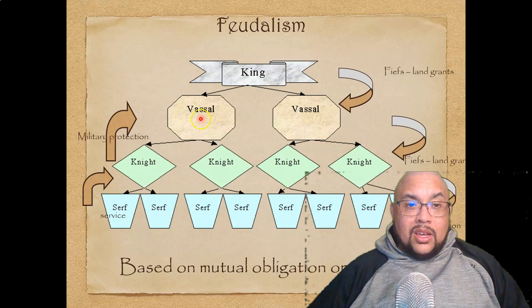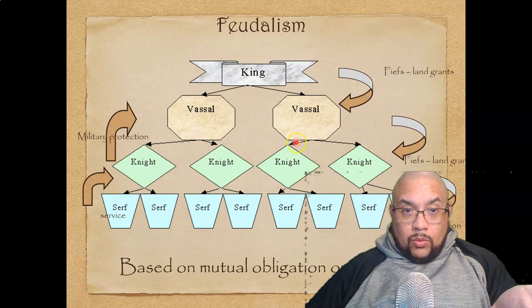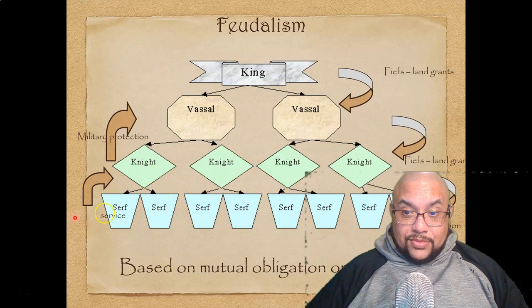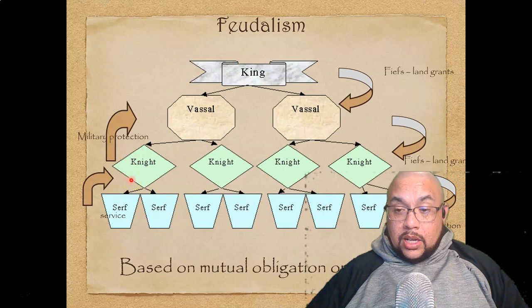All right. So what do the knights offer? Military protection. When the vassals go off to war, these knights round up a bunch of serfs to fight in wars on behalf of the vassals. The knights, we'll talk about them later, are the guys in shining armor. Serfs are farmers. They're just a bunch of farmers.